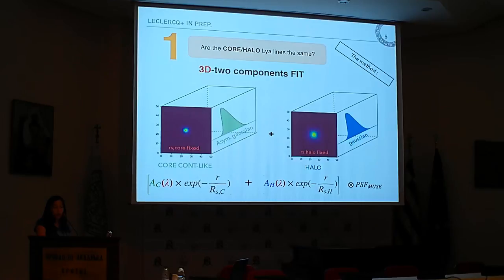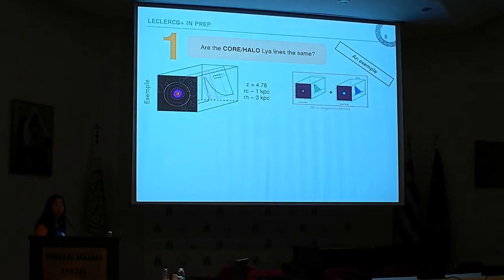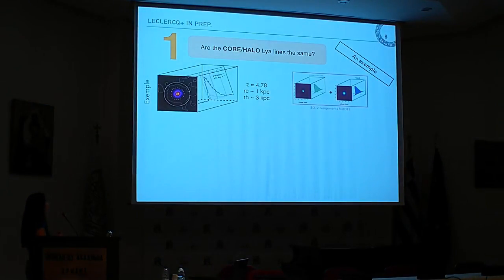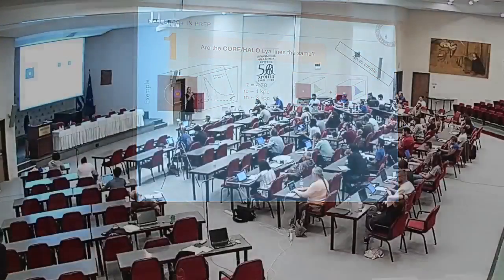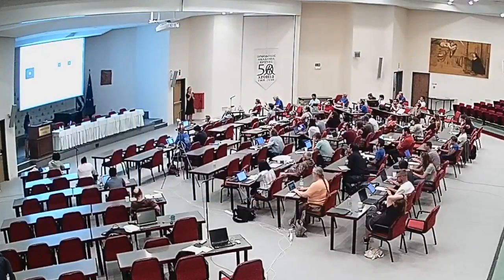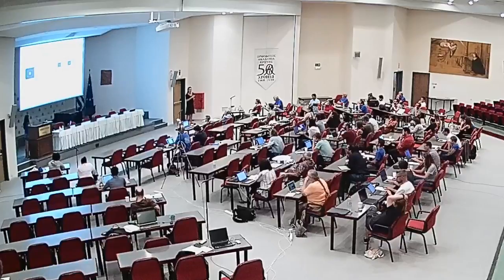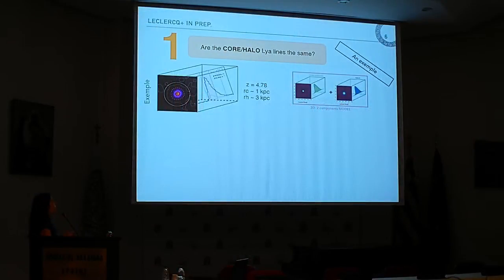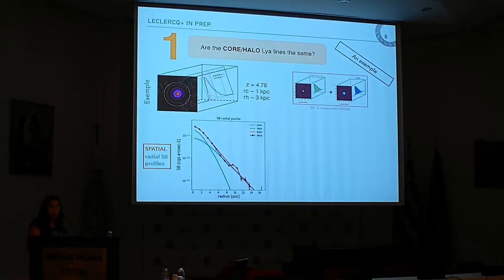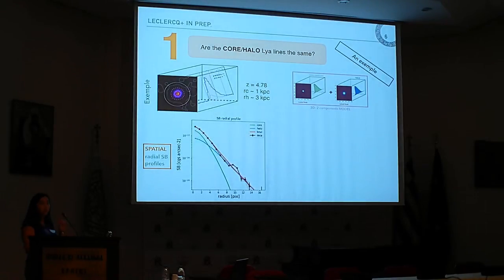Just to illustrate this, let's go for an example. This is an object of the UDF, a Lyman alpha emitter at redshift about 5. You can see here the scale lengths of the core component and of the halo component. I tried to illustrate the subcubes. We want to decompose this subcube into the two 3D components. This is what we got in the spatial plane. I forgot to mention that for the fit, the scale lengths are fixed to the previous measurements.